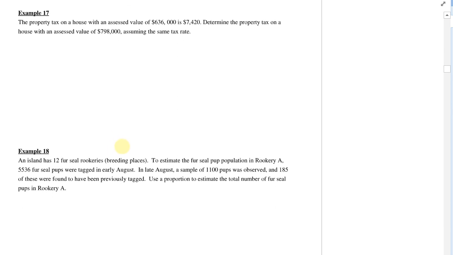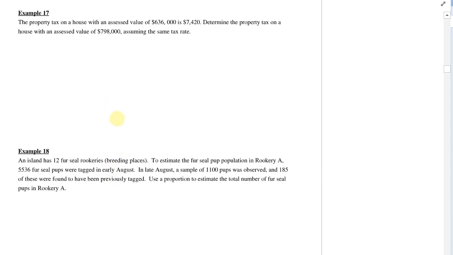So now we're going to talk about something different, but this is still a proportion. So I want you to try to think about how this would actually get set up. The property tax on a house with an assessed value of $636,000 is $7,420. Determine the property tax on a house with an assessed value of $798,000, assuming the same tax rate. So the question here is, and you might want to pause to actually make a guess at this, how do we actually set up the proportions?